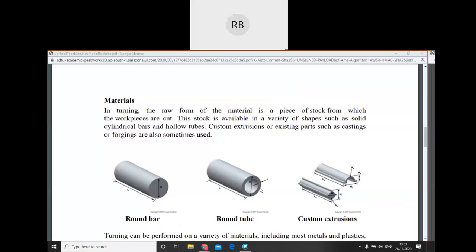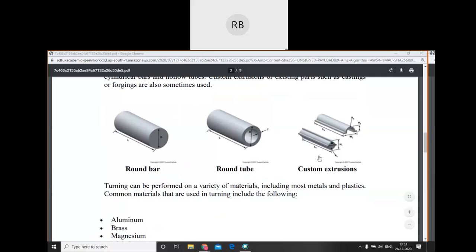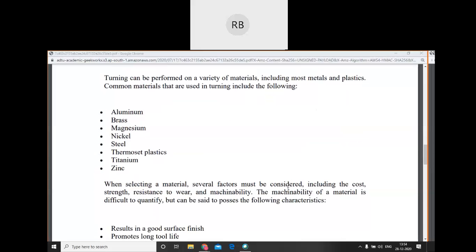Then materials. In turning, the raw form of the material is a piece of stock from which the workpieces are cut. This stock is available in a variety of shapes, such as solid cylindrical bars, hollow tubes, custom extrusions, or existing parts such as castings or forgings. These are a few examples: a round bar, a round tube that is hollow, then custom extrusions.